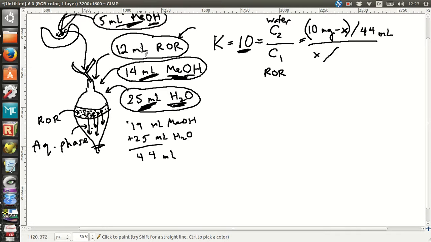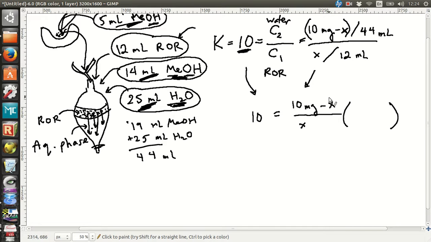So what's the concentration of polar impurities in the ether? Well, there are 12 milliliters of ether that you added there, so it's going to be 12 milliliters of volume. So the concentration of polar impurities in the ether after the first water wash is X over 12 milliliters. Now, let me bring this 10 down, and let me bring this work down. So 10 mg minus X divided by X, where this is divided by 44, and this is divided by 12. I'm just going to say 12 milliliters up here and 44 milliliters down here.